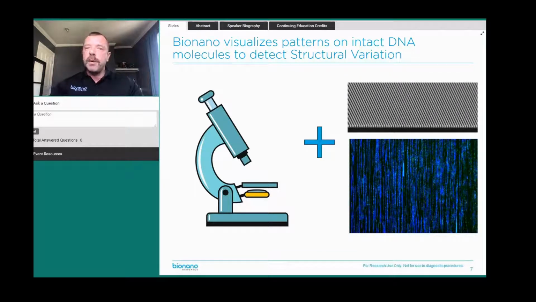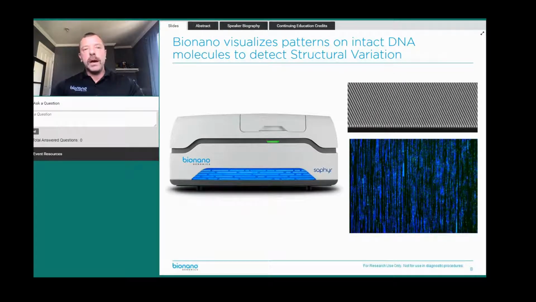So in a karyotype, you have a couple hundred bands. We add 500,000 of these bands to the molecules. But then also here, we look at these patterns on these long DNA molecules to call structural variants. And our microscope is called Sapphire, and it automates the imaging of these long molecules.